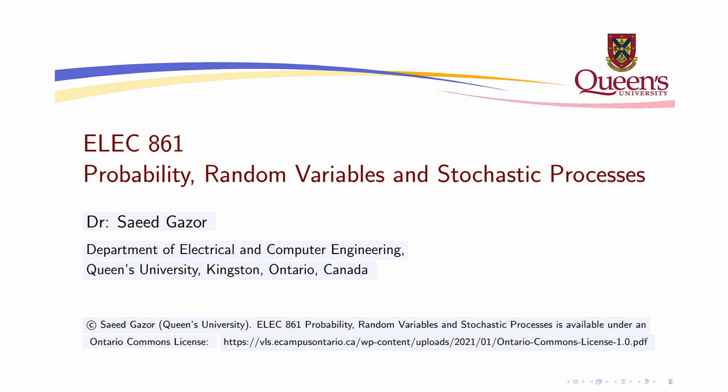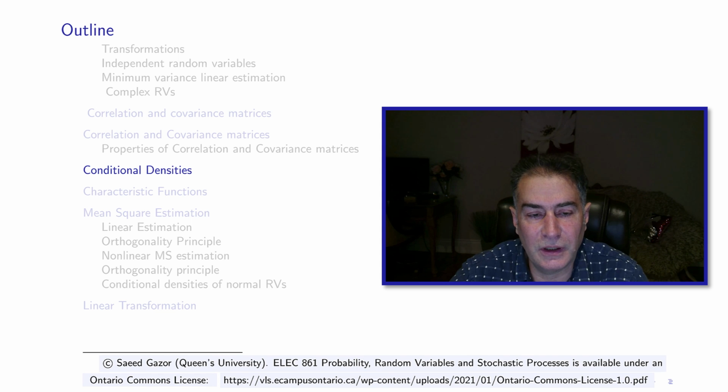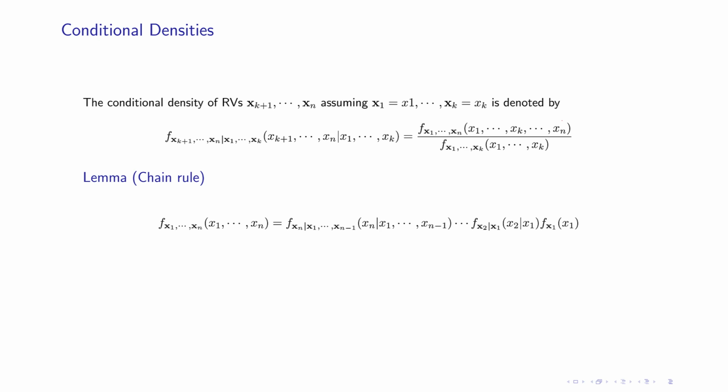First of all, I want to remind you that in this chapter, we are repeating and relearning everything that we have learned for two random variables, just extending it to a random vector. So the concepts are very similar. So let us discuss conditional densities.